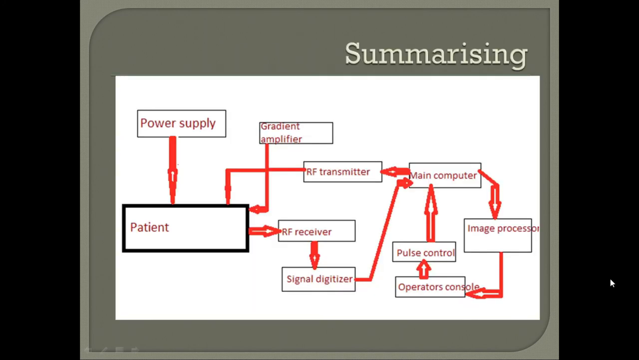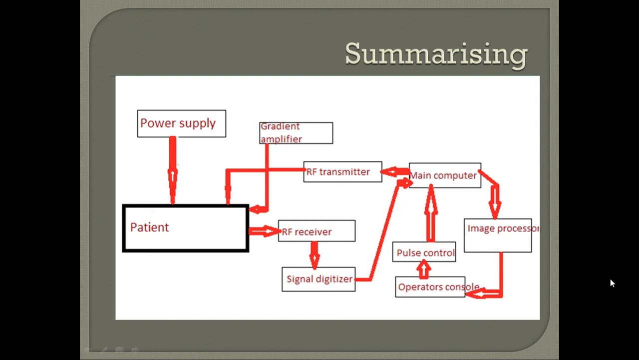Now, this is a very important slide that I'm going to try to make you understand how the system works. The first step is basically done on the operator's console. The operator chooses the pulse sequences. These sequences are encoded in the main computer. The main computer gives command to the RF transmitter through the amplifier. The amplifier basically engages the RF transmitter, which is the first layer of the gantry.